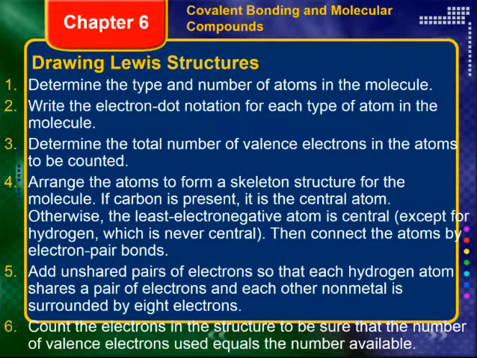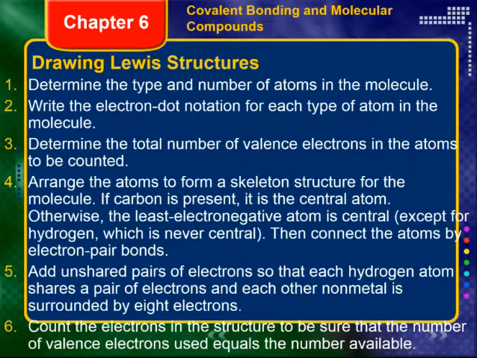So first, we're going to determine the type and number of atoms in that molecule. Then we're going to write the electron-dot notation for each type of atom in that molecule. We're going to count the total number of valence electrons in the atoms. We're going to arrange the atoms to form a skeleton structure of that molecule. Now, if carbon is present, it's always the central atom. That's why carbon is so important. Otherwise, we're going to pick the least electronegative atom, as long as it's not hydrogen. The least electronegative atom will be central.